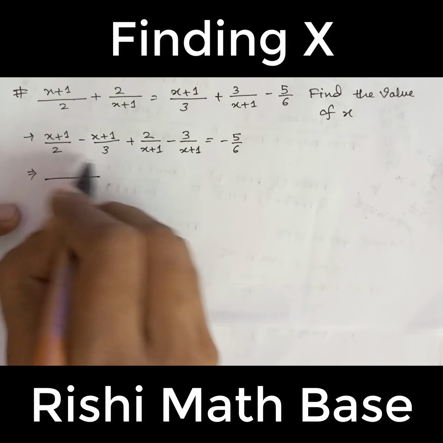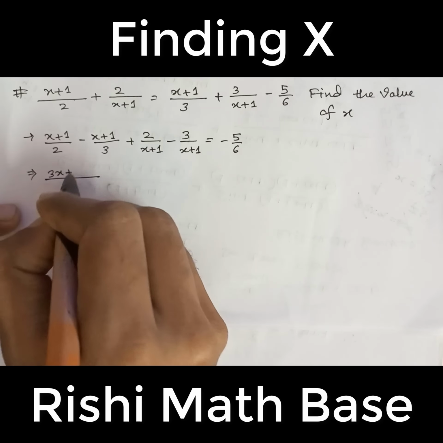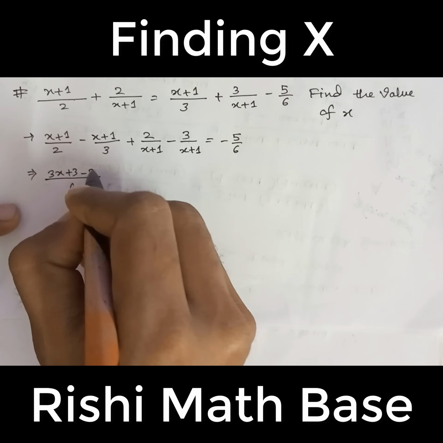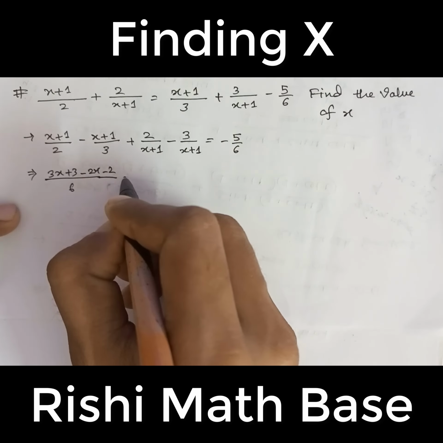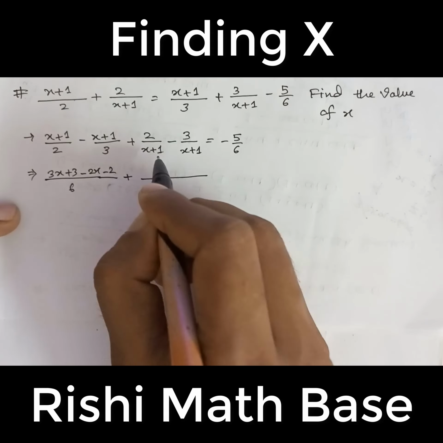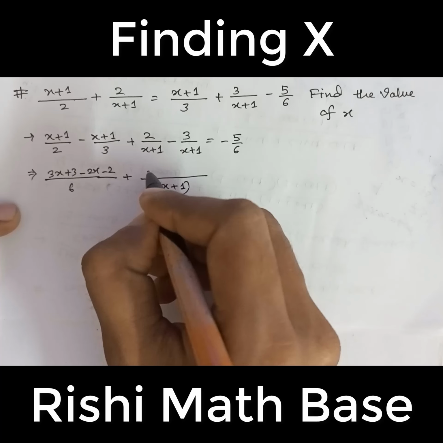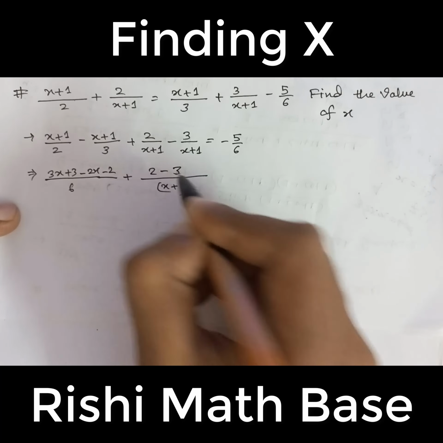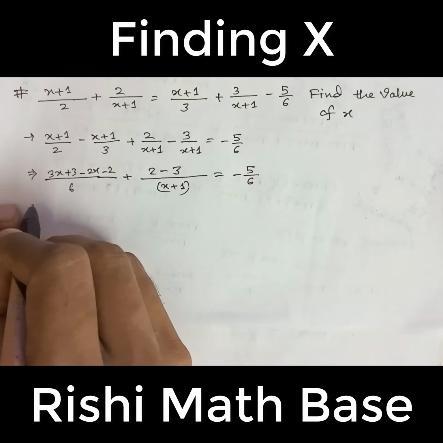Now 6 LCM, so 3x plus 3 minus 2x minus 2 plus x plus 1 LCM, so 2 minus 3 is equals to minus 5 by 6.